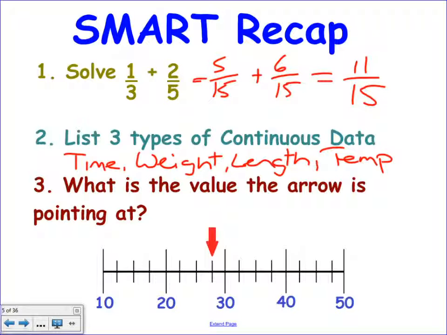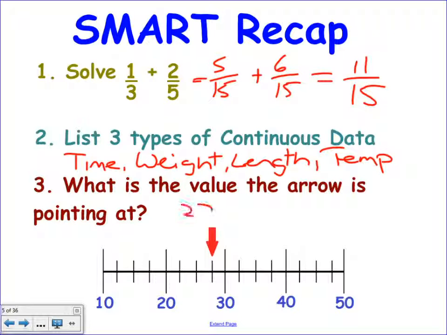Yeah? Good. The important thing about continuous data within Unit 1 is continuous data has its own special displays. And we're going to do those tomorrow. Okay? Frequency polygons and histograms are specifically for continuous data. And we'll cover those tomorrow. What value is that arrow pointing at?